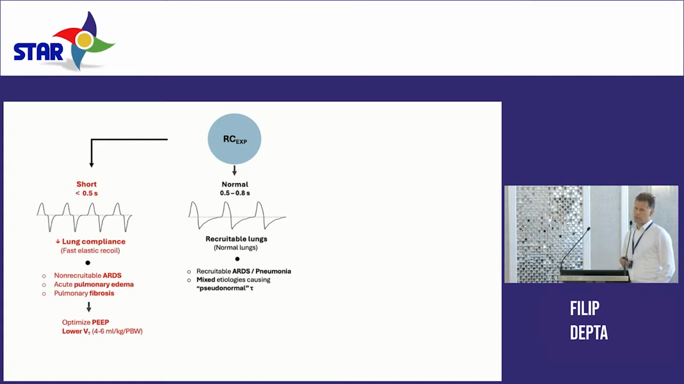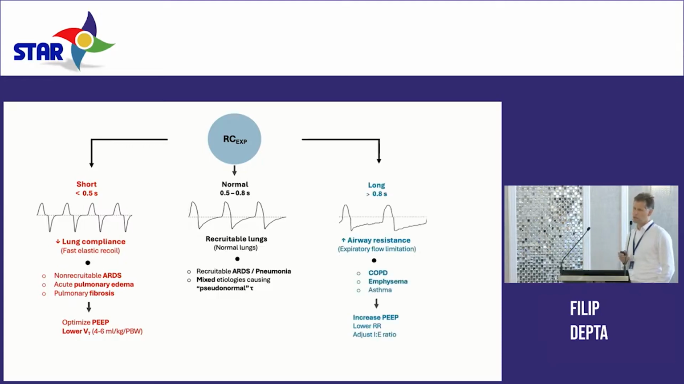If it's short, we likely have a fast pushback from the lungs. The usual pathologies are non-recruitable areas, fibrosis, pulmonary edema. These are common pathologies that we can see. And if the time constant is too long, we can have either physiologic issues such as very high tidal volume, which is not protective, or diseases like COPD, emphysema, asthma, associated with early airway collapse or high resistance. And then we should optimize.